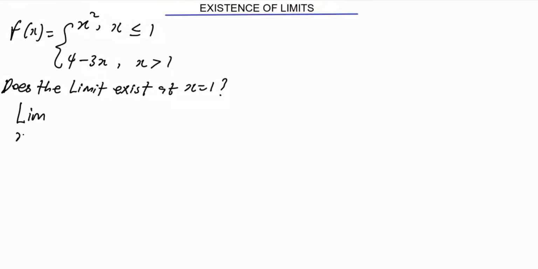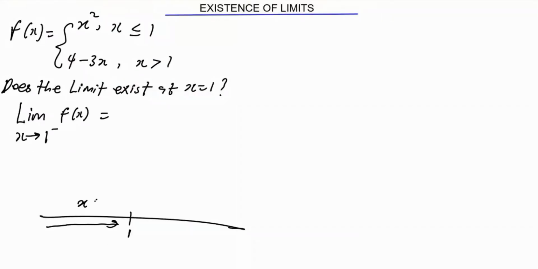The limit as x approaches a from the left of f of x. Now, how will you evaluate this? Remember, this means that x approaches a from the left, which means you are looking at the values that are less than a. And my a here is 1. Let me show us. Let me say this is 1. x approaching 1 from the left means that we are looking at values of x that are less than 1.